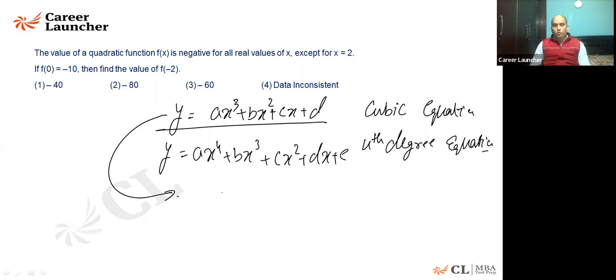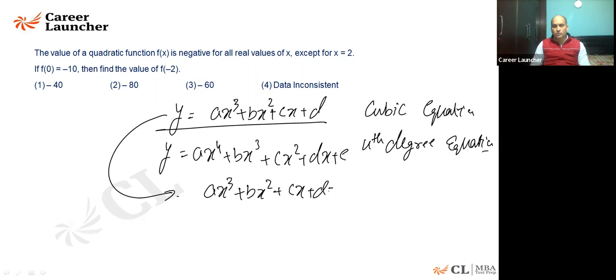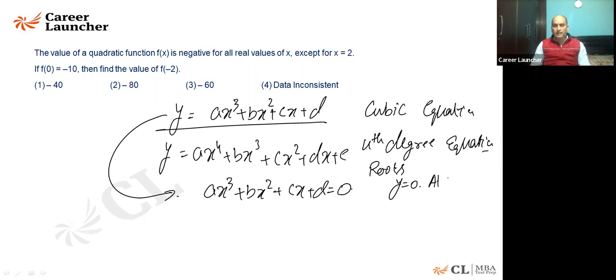Now I want to find out the roots of this equation. Can I say ax cube plus bx square plus cx plus d is equal to 0? Roots, you know, are the points where y is equal to 0. At x is equal to some value alpha, beta, gamma, this can come out to be y is equal to 0. I can divide it by a.